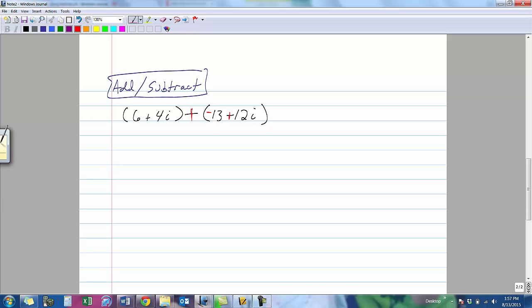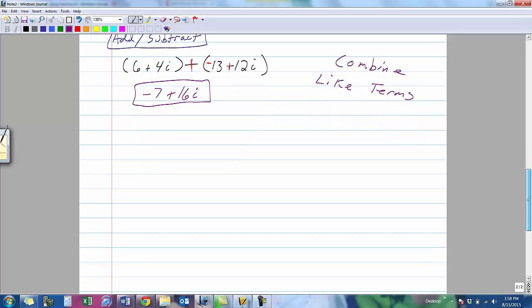All right? Here's the thing, y'all. We have a real component and an imaginary. You're just going to combine like terms, just like we've always done. 6 plus 4i, they're not like terms, I can't add them, but 6 and negative 13 is negative 7. And then 4i plus 12i is plus 16i. When you're adding and subtracting, combine like terms. That's it. Keep that simple. Multiplying is where it gets a little tricky.